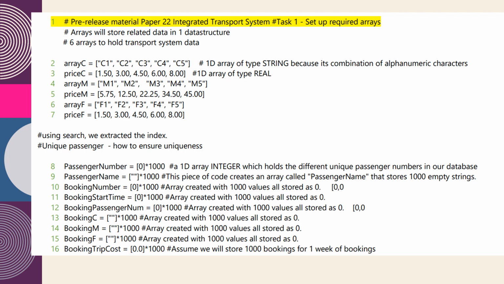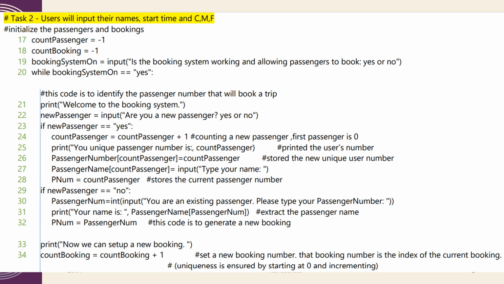So 2 arrays are about the passenger number and passenger name, and we have 7 arrays that are going to hold the booking numbers. So every single booking that ever happened, and for that particular booking, what time did it start, and for that particular booking, which passenger number made that booking, which C trip, booking C, which booking M did they take, which booking F did they take, and finally how much they paid in that booking. So that's task 1. Now task 2 and task 3 make up the rest of the program.